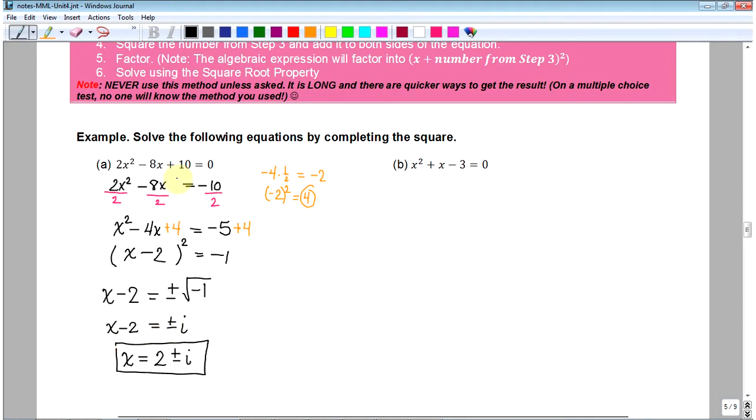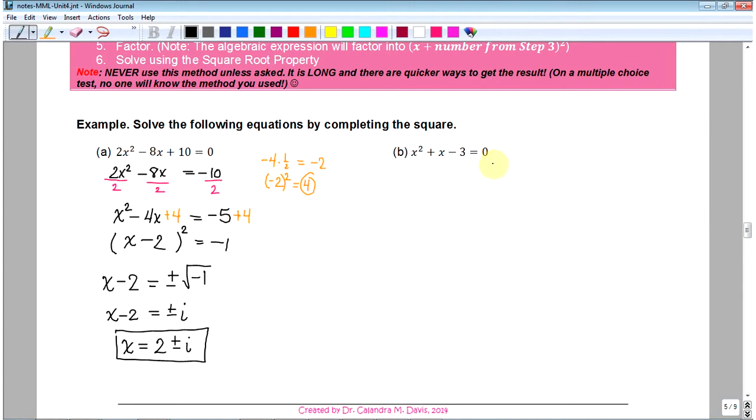Those are our steps for completing the square. I include a note in the box that you should never use this method unless it's asked. It's a long method, and there are quicker ways to solve a quadratic equation than by completing the square. On a multiple choice test, no one's going to know the method that you use, so even if something says solve by completing the square, you can use any of the other methods that you will be learning about to solve a quadratic equation.